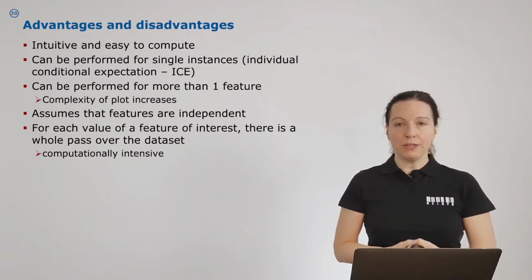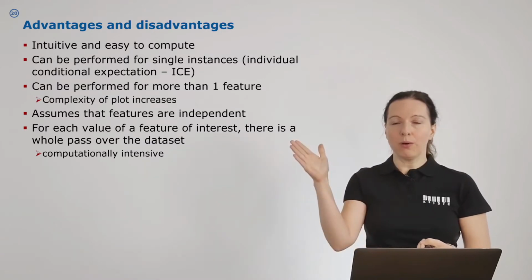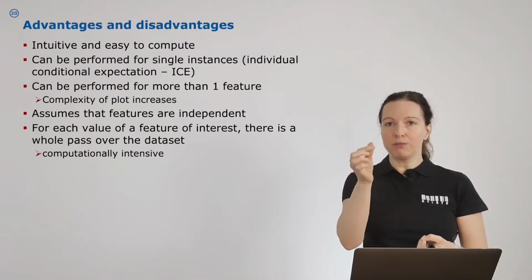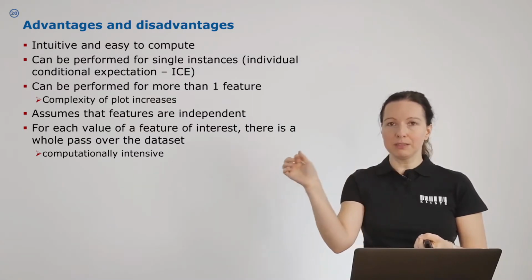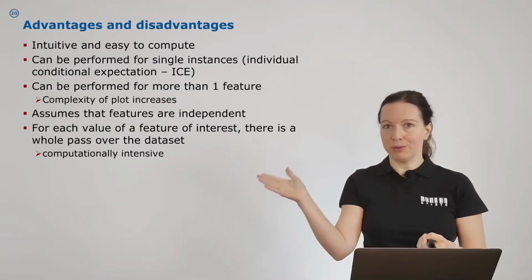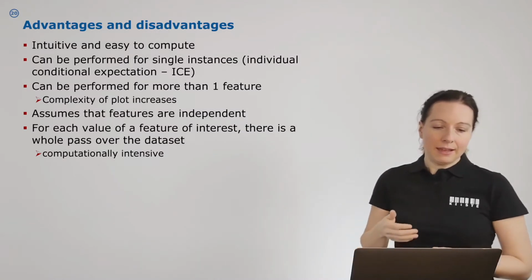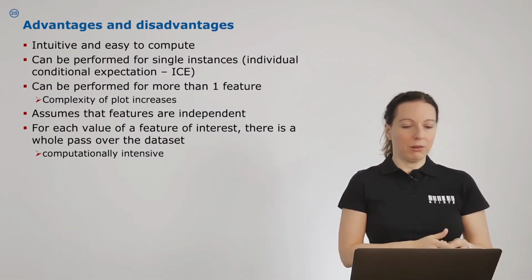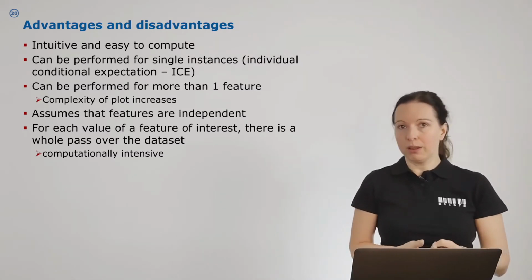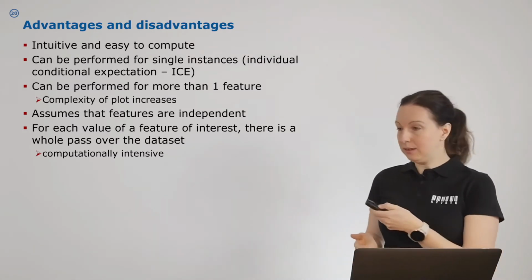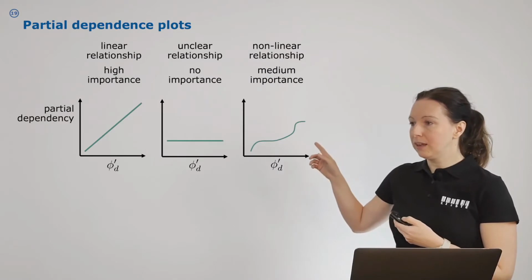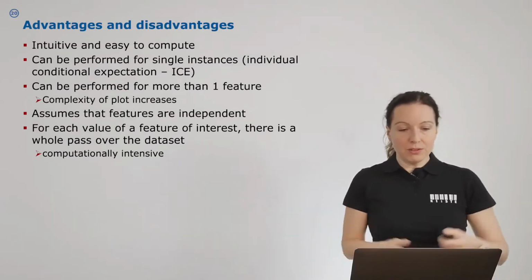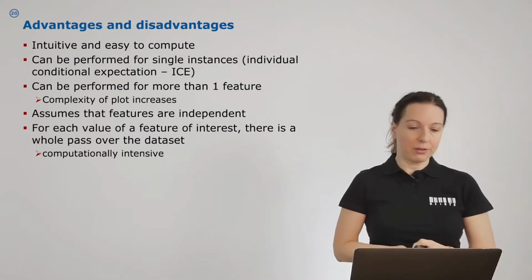So what you do is you do not sum over the whole data set, but you change one feature dimension by typical samples. And then the partial dependence plot can also be calculated for more than one feature. That means these plots get more dimensions. But of course, then the complexity of the plot increases.